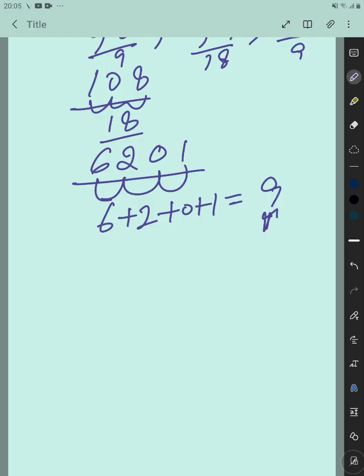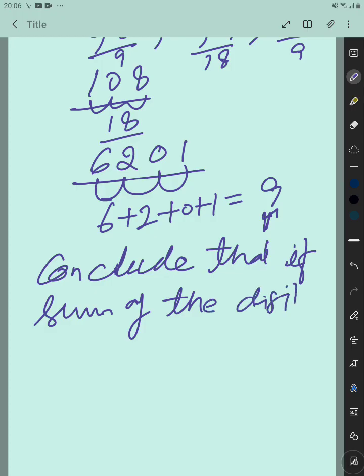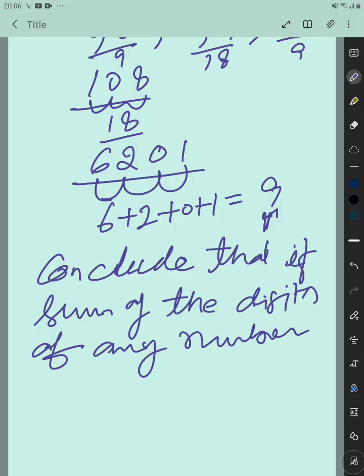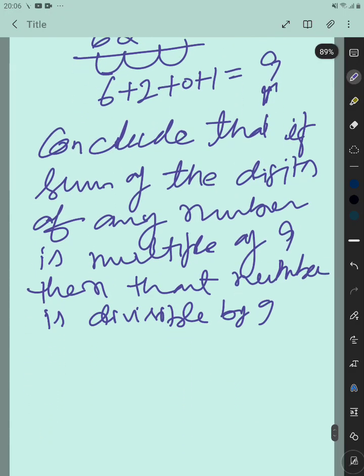So we can conclude that if the sum of the digits of any number is a multiple of 9, then that number is divisible by 9. Okay, so this is our final conclusion.